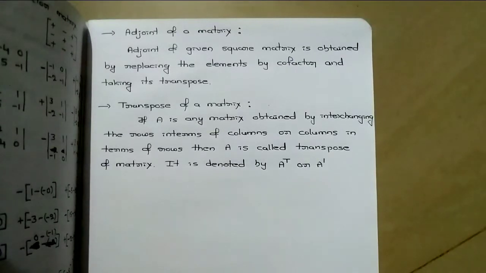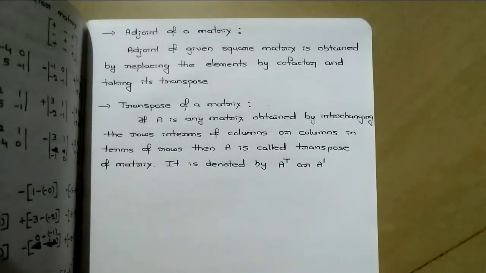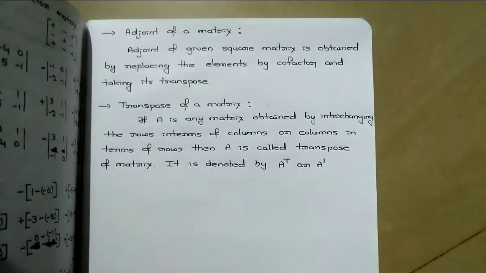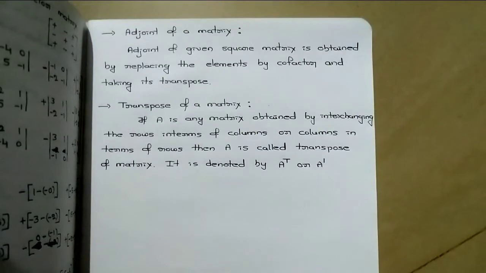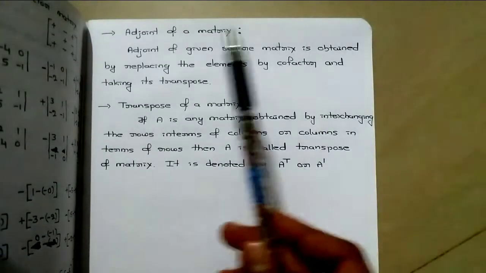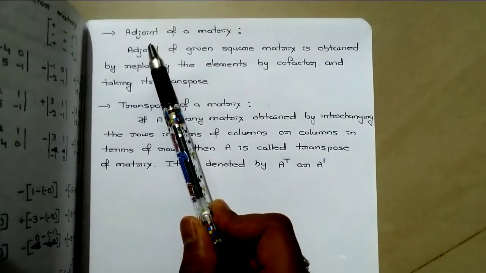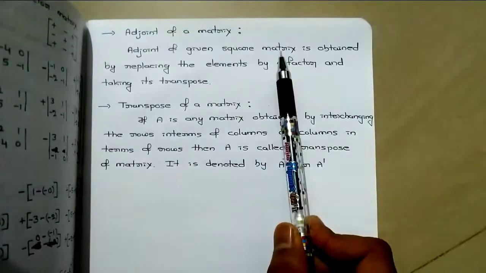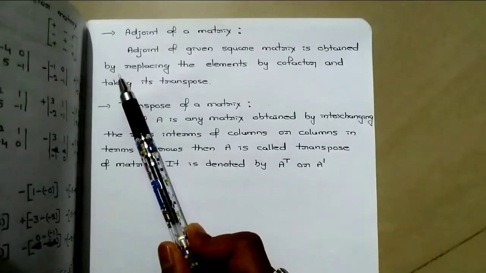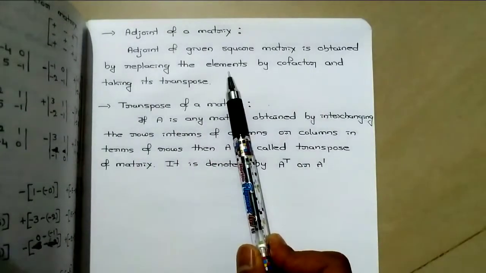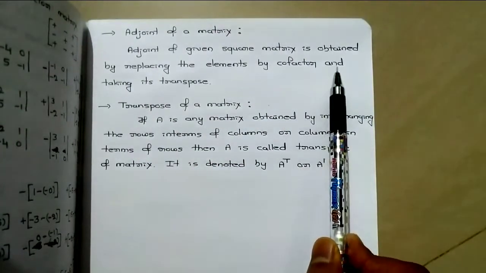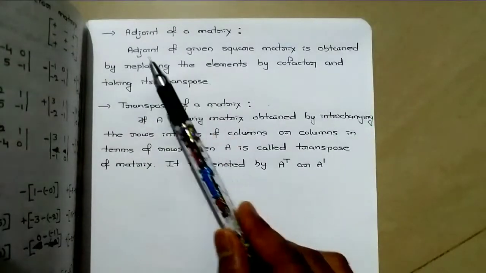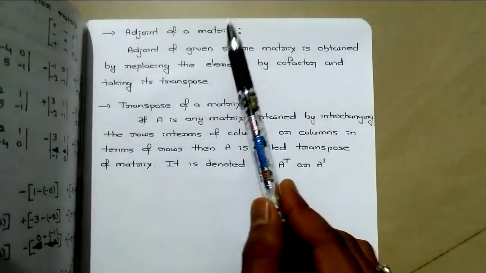Hello everyone, in this video we will discuss the adjoint of a matrix and examples on the adjoint of a matrix. The definition of the adjoint of a matrix is: the adjoint of a given square matrix is obtained by replacing the elements by cofactors and taking its transpose. So this is the definition of the adjoint of a matrix.